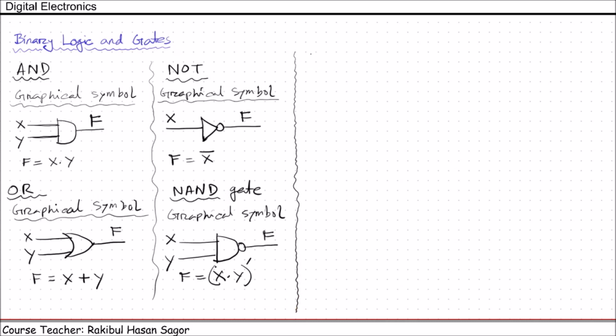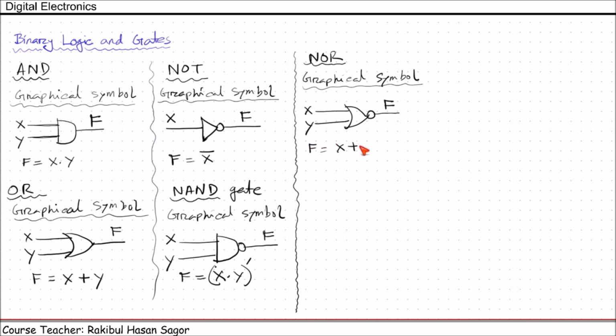Another type of gate that we also use, that is NOR gate. NOR means not OR. So the graphical symbol looks quite similar to our OR gate, but we'll place a bubble here in order to make it not OR. So we have two input X and Y, and the output is F. The function F can be written as X or Y. This is the output before the bubble. This is the output of OR gate. And after the bubble, the whole function will be inverted.